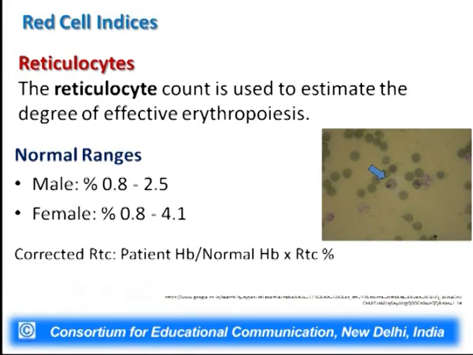Now in the reticulocyte count, as we discussed, this gives us an estimate of the degree of effectiveness of erythropoiesis. In males, the reticulocyte count should be between 0.8 to 2.5, while in females it should be 0.8 to 4.1. So these give us an idea of how the erythropoiesis process is taking place.